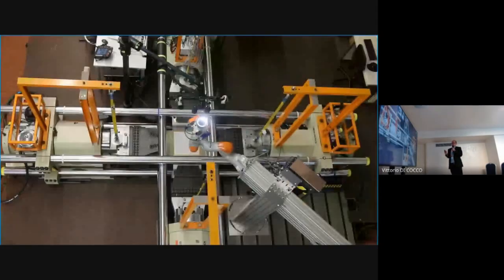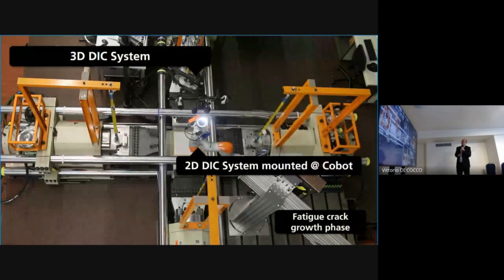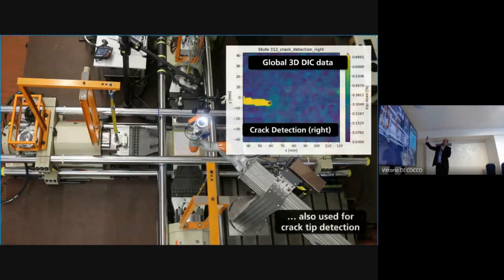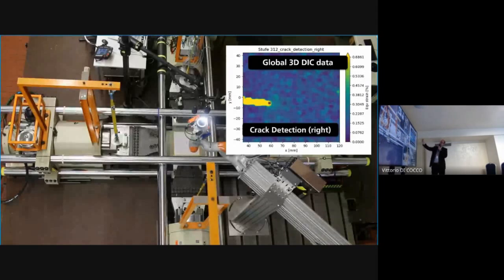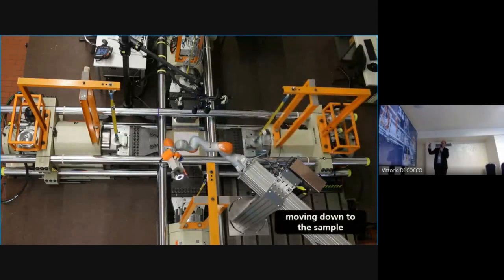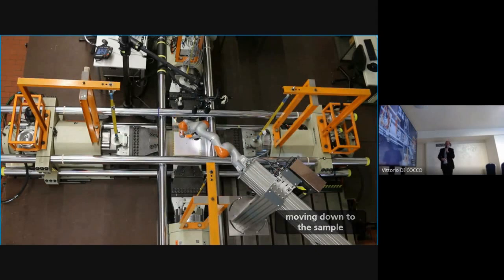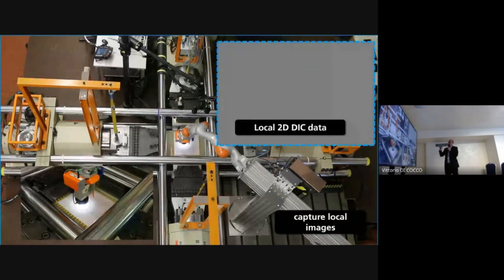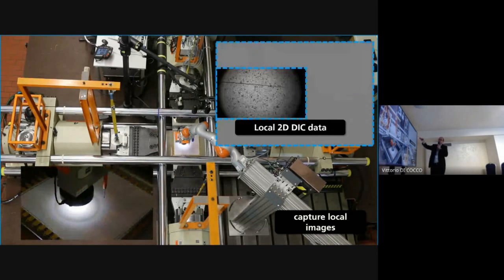Now we see the whole system in action. In this video, we see how the whole system is operating. First, we take an image of the whole testing area. We detect the crack tip on the right-hand side and on the left-hand side, and then we move the microscope exactly to these positions to take high-resolution images of the corrected area. Not only a single image, but rather a set of images in a checkerboard pattern like this.